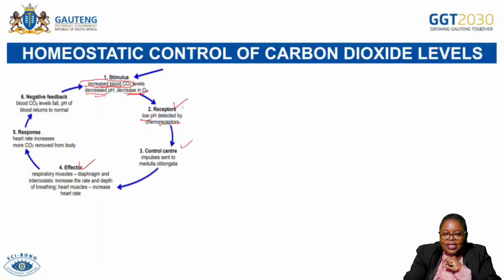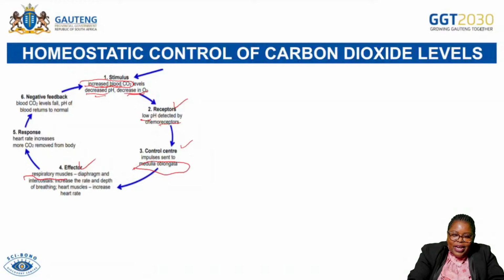Remember, the receptors are going to detect the imbalance of the factors. Now in the control center, impulses are going to be sent to the medulla oblongata. Remember, the receptors detected the imbalance of the carbon dioxide, which is high. So the medulla oblongata is going to send those impulses to the respiratory muscles and also to the heart muscles.